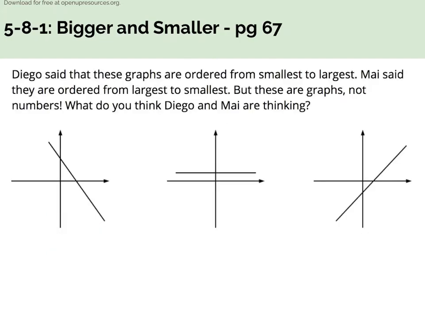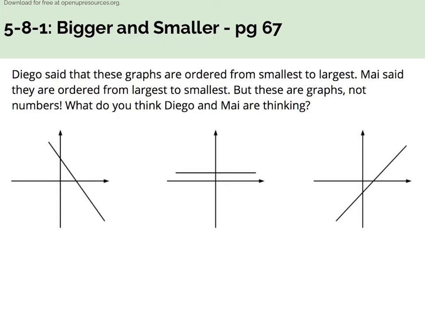Let's turn back to page 67. Here we have some graphs. Diego said that these graphs are in order from smallest to largest. Mia said that they are in order from largest to smallest. But these graphs are not numbers. What do you think Diego and Mia are thinking? How would they know this information? So go ahead, pause, answer that question, and then come back to me.